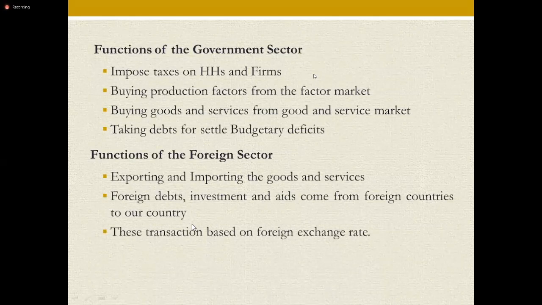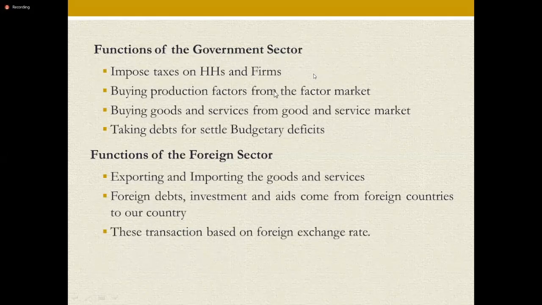And also in today's context with the pandemic, they are providing some other functions of the government sector. They impose taxes, collecting taxes from households and firms. They buy production factors from the factor market, buy goods and services from the goods and services market, and take debts to settle budgetary deficits.